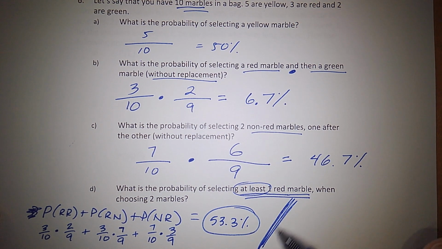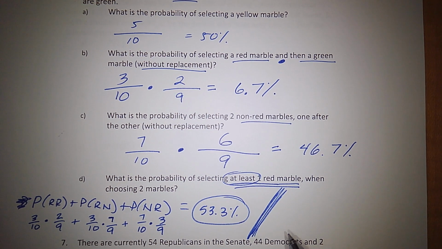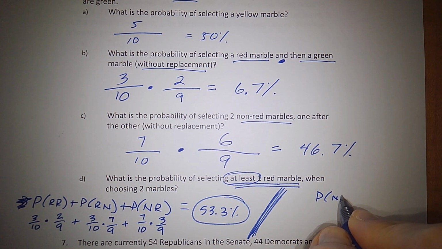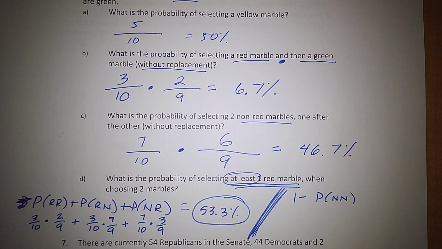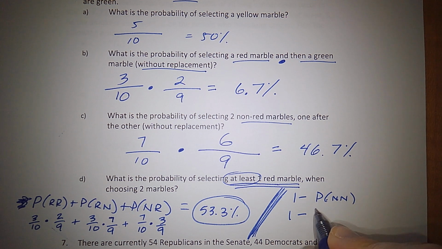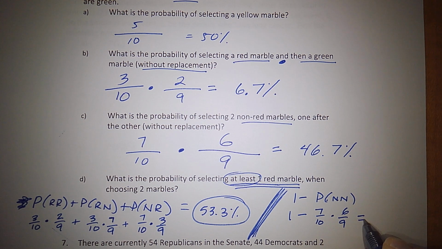Now there's another way I could have done this problem. Another way I could have done that is instead of selecting all of these and adding them together, I could just select the probability of selecting 2 non-red marbles and subtract that from 1, since that's going to be the complement of all of these. These are the only 4 possible outcomes. The probability of selecting 2 non-red marbles we just found up above, which is 46.7%. It was 7 over 10 times 6 over 9, which ends up getting us the exact same answer.